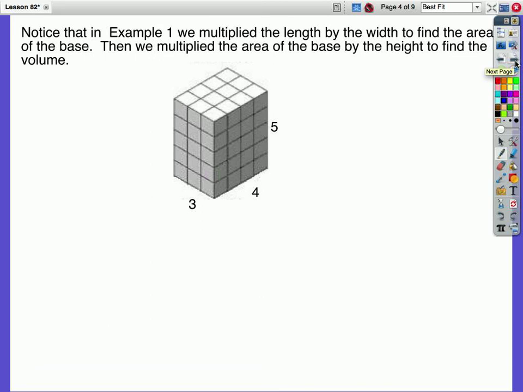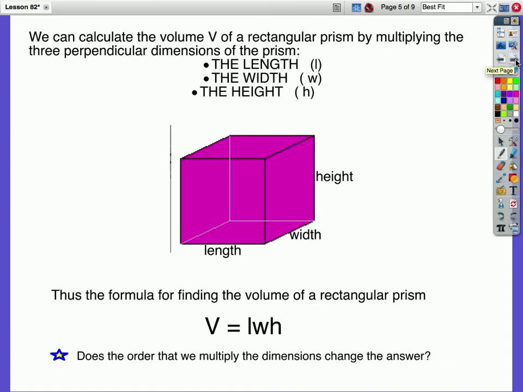Notice that in that example we multiplied the length by the width to find the area of the base, and we multiplied that area of the base by the height to find the volume. So we can calculate the volume V of a rectangular prism by multiplying 3 perpendicular dimensions of the prism. Multiply the length times width times the height. So the formula is V equals L times W times H, length times width times height.